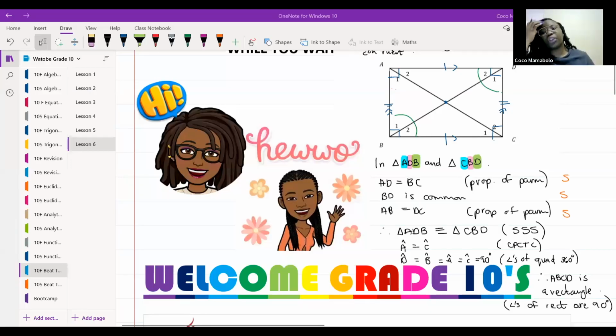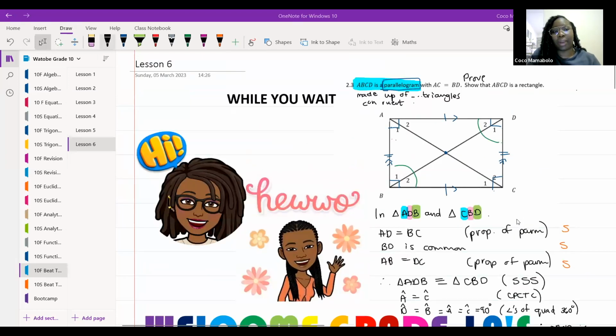Okay, so for those of you who are still a little bit confused as to what to do, we always need to look at the question that they've given us, guys. Think about this. They've told us that ABCD is a parallelogram. If they tell us that ABCD is a parallelogram, can we use the properties of a parallelogram to prove for this triangle or for this rectangle? Yes or no?